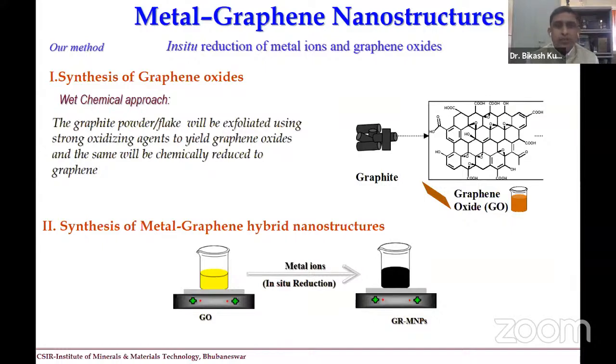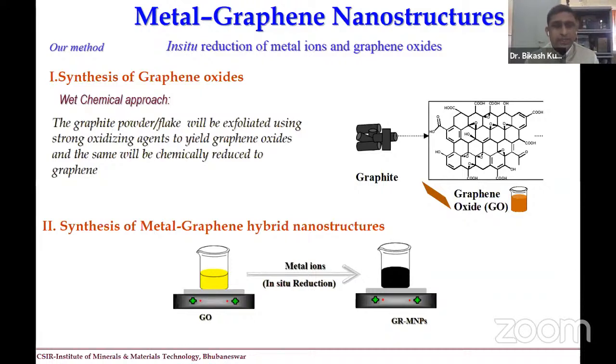So here what we did, we developed two methods. First, we developed graphene oxide from graphite by the chemical exfoliation method. Then after successful synthesis of graphene oxide, we put in the metal precursors for the metal or metal oxide nanostructures of our interest that we are going to synthesize. Based on that, we can choose their metal precursors. We put them with the graphene oxide and do the in situ reduction, so that from the metal precursor we get the desired nanostructure, and the graphene oxide gets reduced to graphene. So these two methods we adopted.